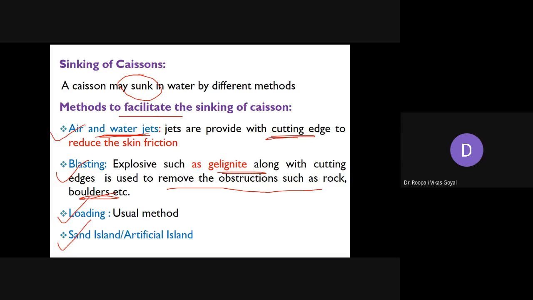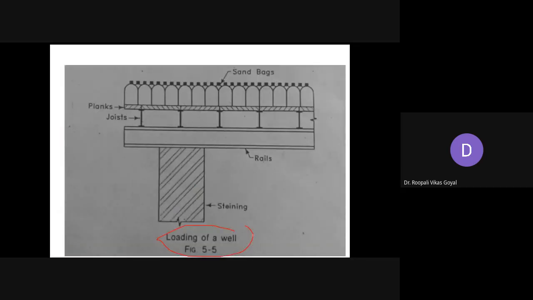Next is loading. So this is the usual method as I have discussed कि भाई loading apply कर दो. So this is a very simple method. From the top you have to apply load. Next is sand island or artificial island. So this you should try to understand. It's somewhat different. So this is the figure of loading of a well. So it's a well foundation. So here you can see these rails, then I sections are there. Above that the timber planks are there, and above that sandbags. So just to apply the load, to apply the sinking of caisson.